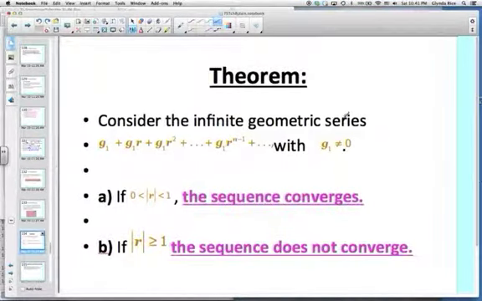So you have an infinite geometric series. Here's your sequence. When you're adding them, it becomes a series. G sub 1 can't be 0. If r is between 0 and 1, the sequence converges. You use the formula. If r is greater than 1, the sequences or the terms are getting bigger. Therefore, they don't converge to something.